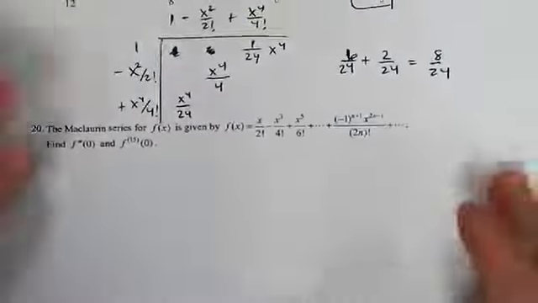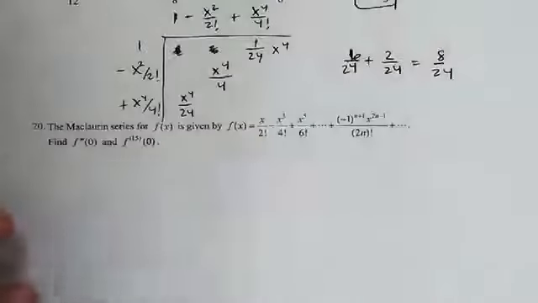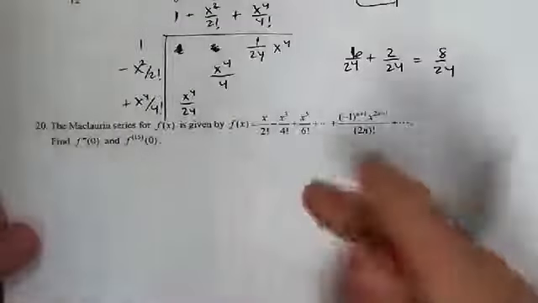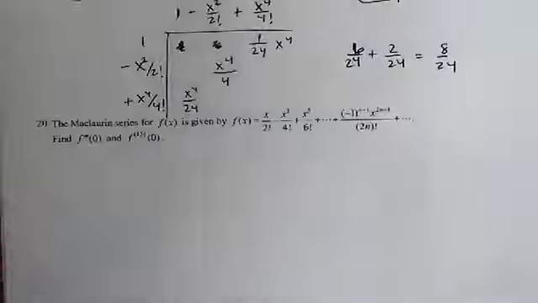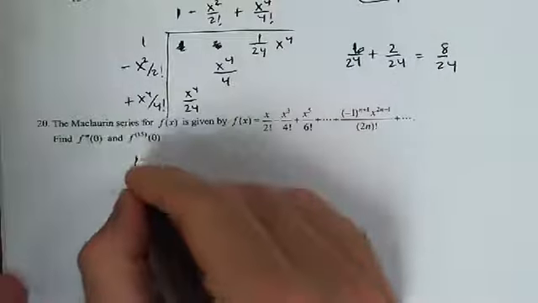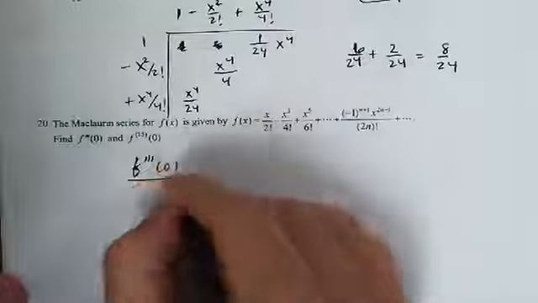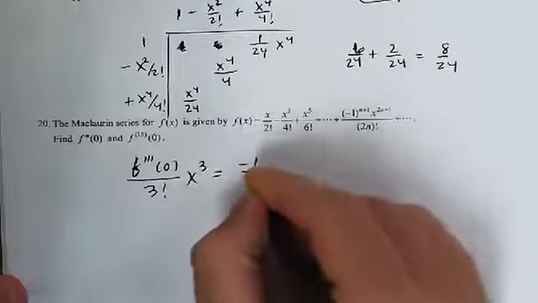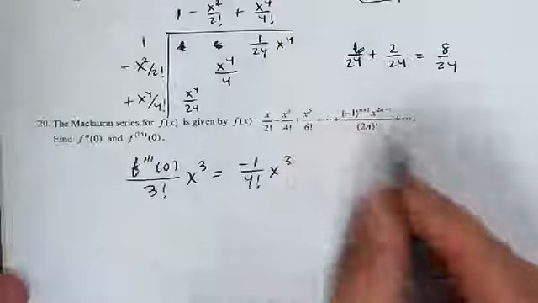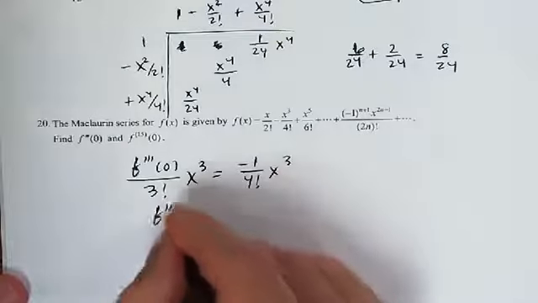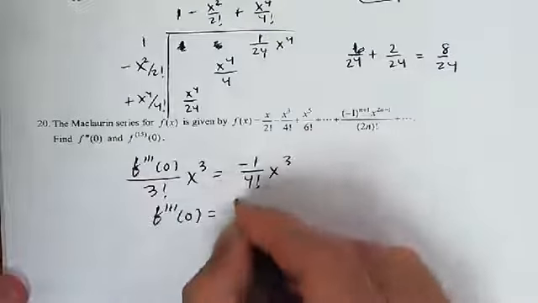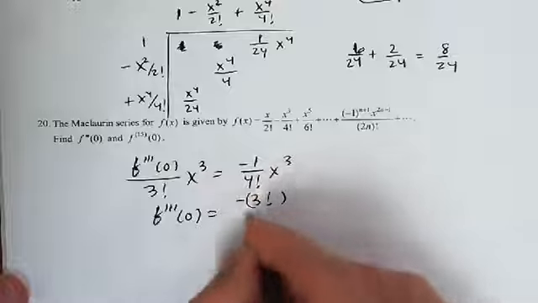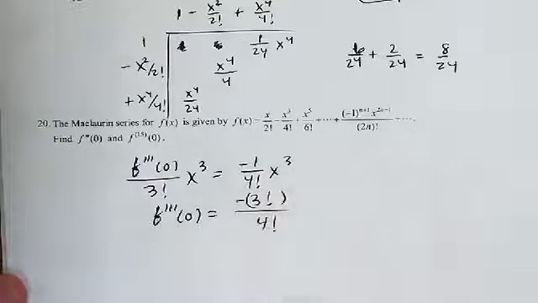Okay, now the last one. I've got f triple prime of 0. You should be very fluent at this by now. This has been very repetitive on this homework. I'm saying f triple prime at 0 divided by 3 factorial multiplying by x to the third is negative 1 over 4 factorial x to the third. So I'm going to conclude that f triple prime at 0 is equal to negative 3 factorial divided by 4 factorial.